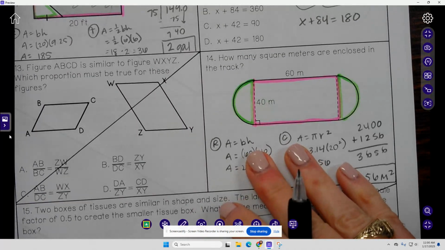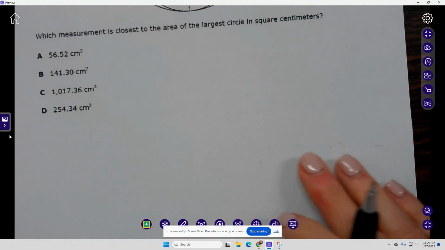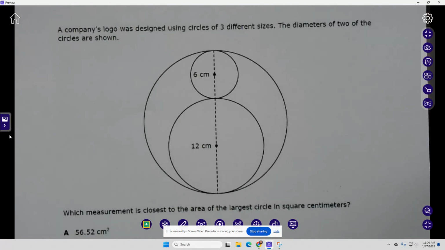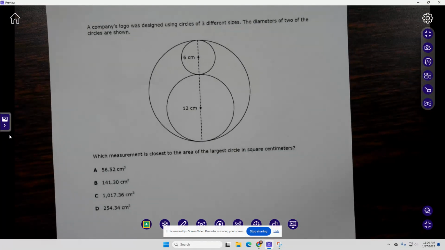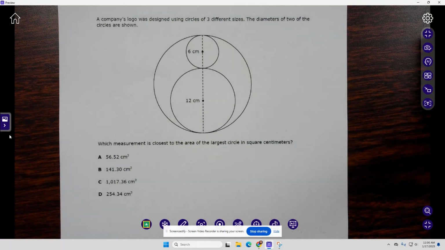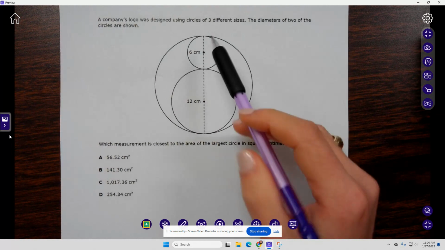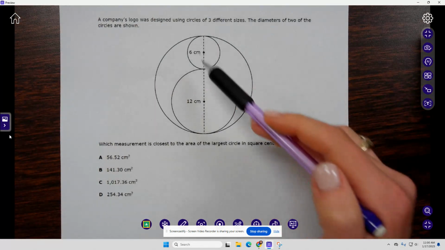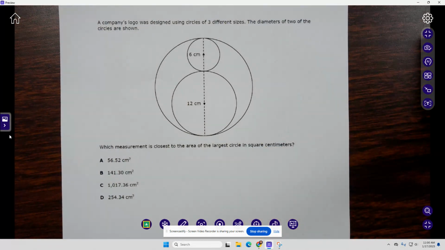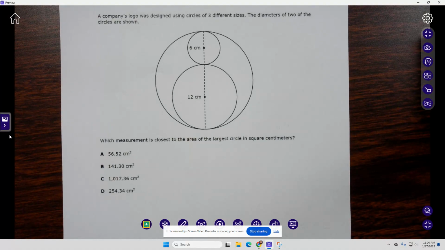All right, and then finally our last question is, let me zoom out, sorry about that. The company's logo was designed using 3 circles of different sizes. The diameters of the 2 circles are shown. So we have a big circle and then 2 smaller circles. Which measurement is closest to the area of the largest circle?